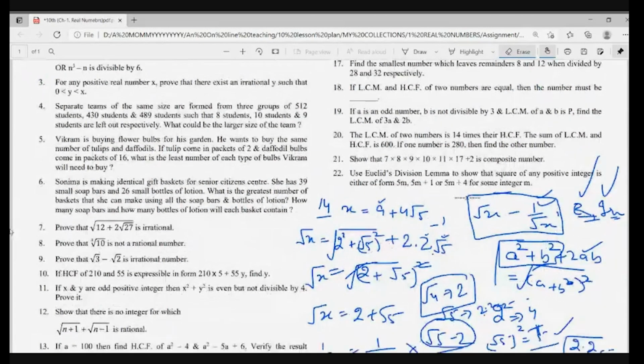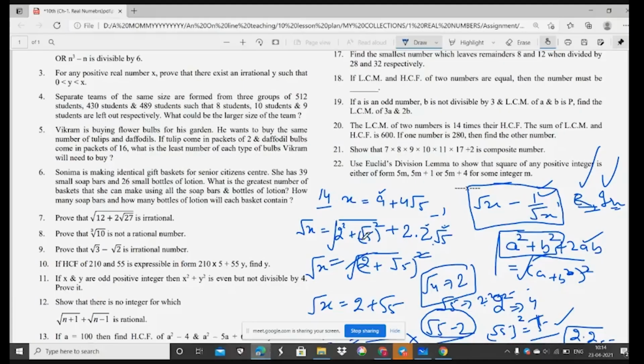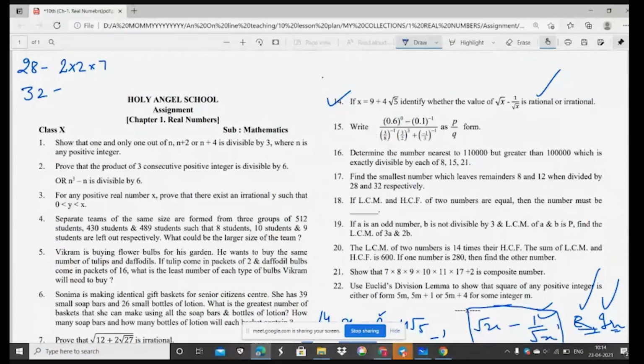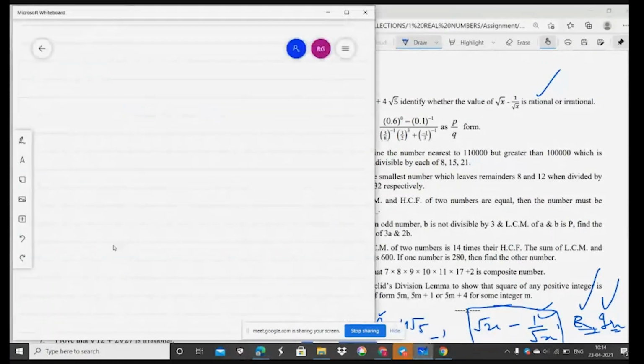Okay, good question. Question number 10. Yes, my son. Ma'am, I have not understood this 14th question. Okay, okay, I'm again considering it on the whiteboard. Wait a minute. The 14th question is 9 plus 4 root 5. 9 plus 4 root 5.